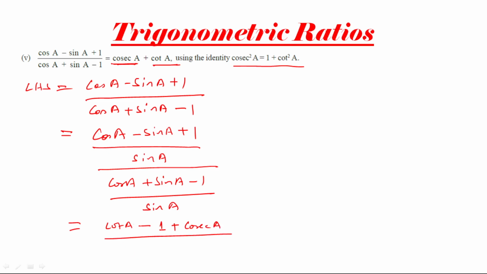divided by again cos A by sin A, cot A plus sin A by sin A, plus 1 minus cosecant A. So minus cosecant A. So this expression we have already got in terms of, we can say, cot A and cosecant A.